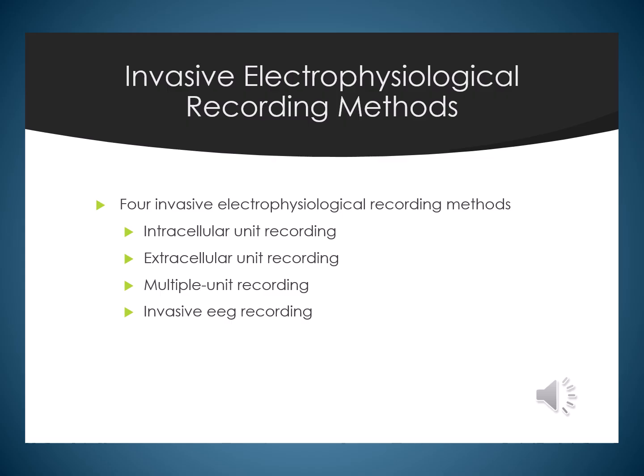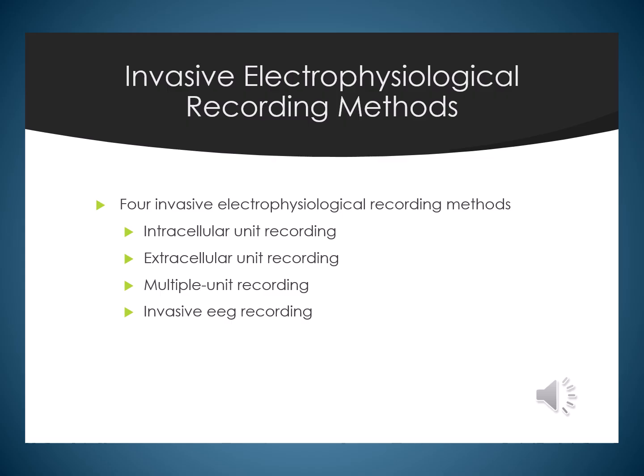It's next to impossible to record intracellularly in a freely moving animal because it's difficult to keep the microelectrode inside the neuron. If we're looking at extracellular unit recording, in this method a microelectrode is positioned near a neuron. The signal is a series of spikes, and each spike indicates an action potential from a nearby neuron. Spikes of the same amplitude are assumed to come from the same neuron.